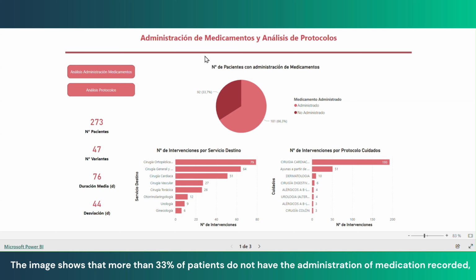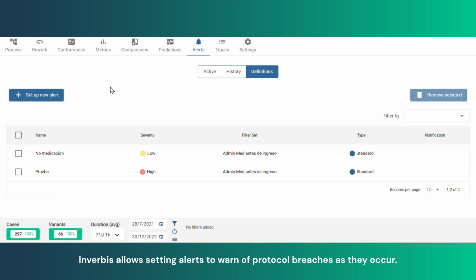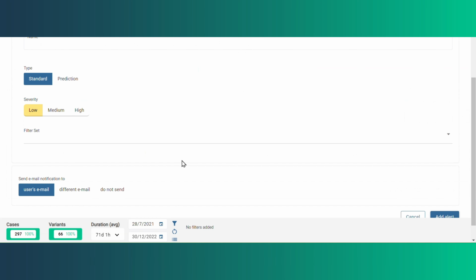The image shows that more than 33% of patients do not have the administration of medication recorded, and this occurs more in orthopedic surgery patients. Inverbis allows setting alerts to warn of protocol breaches as they occur.